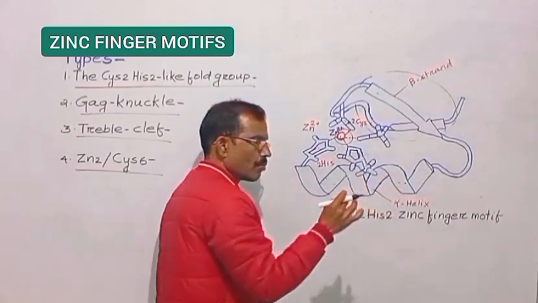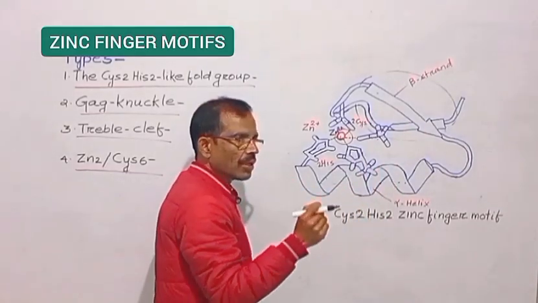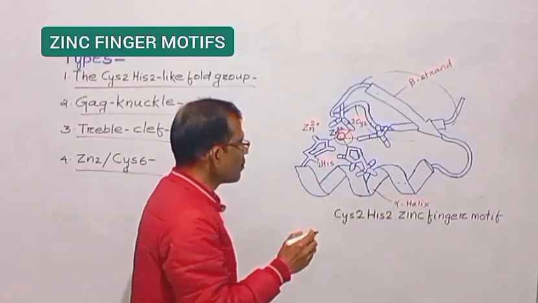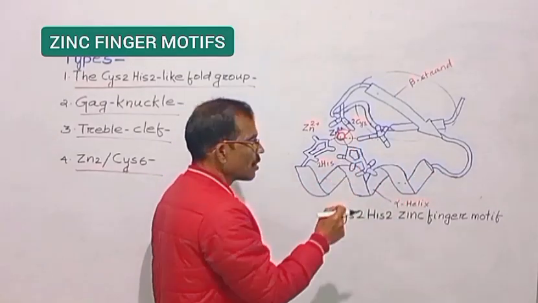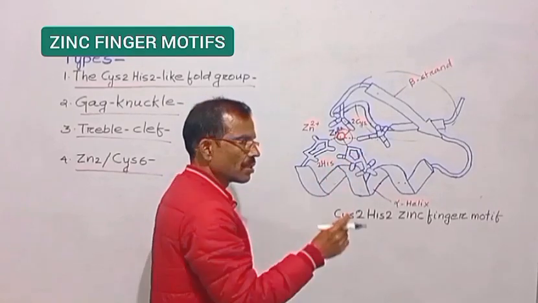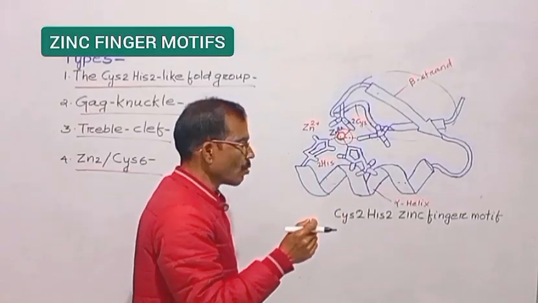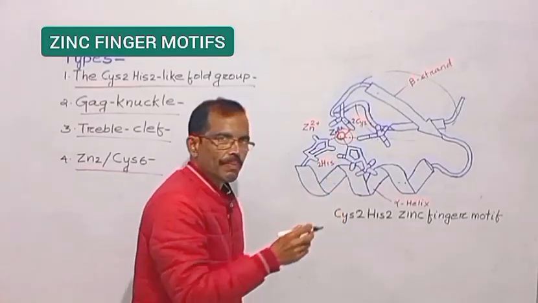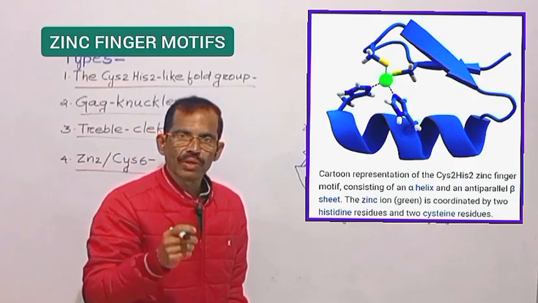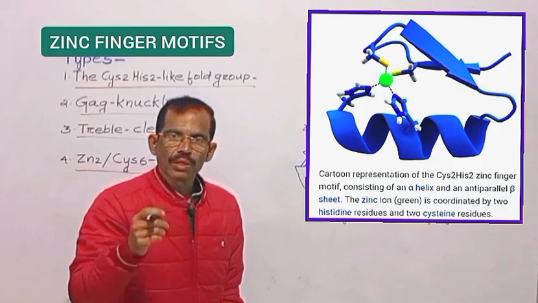In this structural motif, the alpha helix and the beta sheet are folded into the characteristic finger-shaped structure with the help of zinc ion that remains coordinated with 2 cysteine and 2 histidine residues. Zinc ion plays a vital role in stabilizing this fold. Cysteine 2 histidine 2 zinc fingers have a variety of functions such as binding DNA and protein-protein interaction.